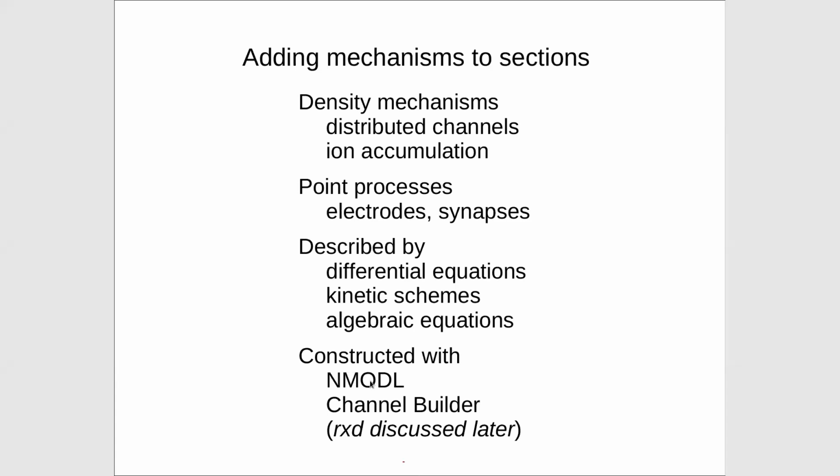We can create new instances of ion channels or ion accumulation or other things like electrodes and synapses by writing NMODL code. Or we can add new voltage and ligand gated channels with the channel builder. Or we can use the RxD module, which Robert is going to talk about later today. Okay.